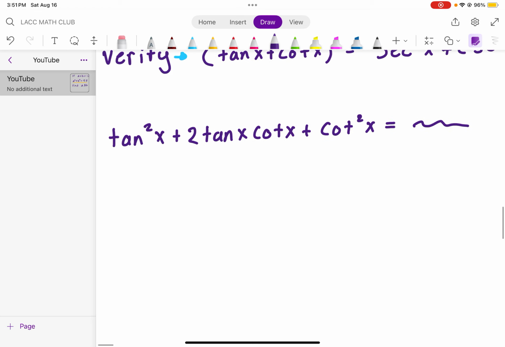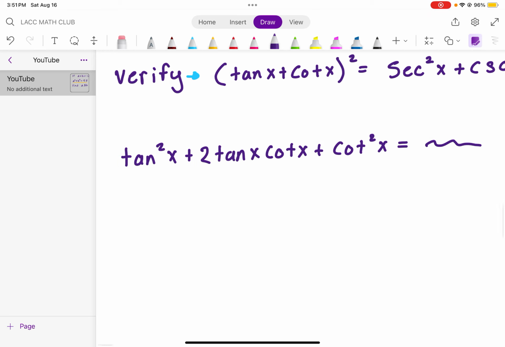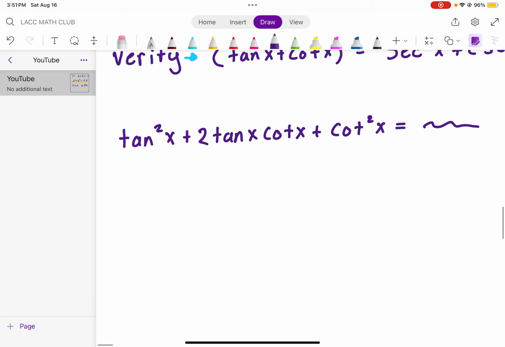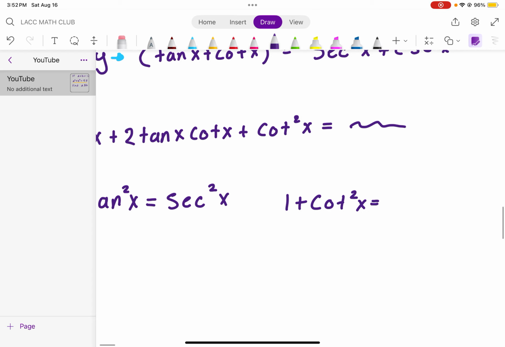Now what can we do? Well, on the right hand side we have secant squareds and cosecant squareds. On the left hand side we have a bunch of tangents and cotangents, right? So what translates tangent to secant? Well, that's where these identities will come helpful. 1 plus tangent squared is equal to secant squared. What about cotangent? Oh, this identity, 1 plus cotangent squared is equal to cosecant squared.